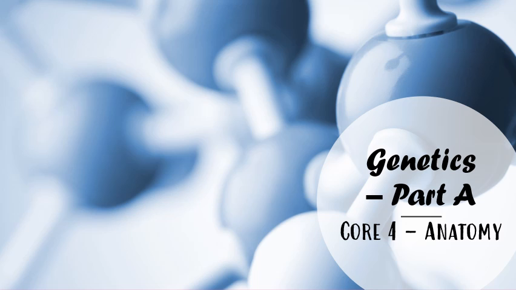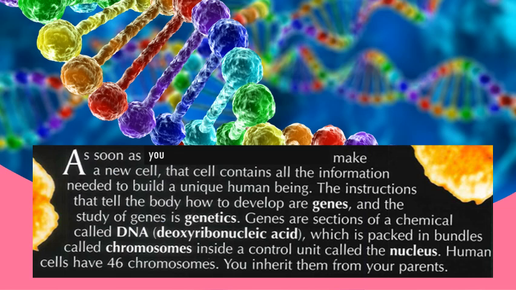For the next 2 weeks, we are going to take a closer look at genetics. As soon as you make a new cell, that cell contains all the information needed to build a unique human being. The instructions that tell the body how to develop are genes, and the study of genes is genetics. Genes are sections of a chemical called DNA, which is packed in bundles called chromosomes inside a control unit called the nucleus. Human cells have 46 chromosomes.